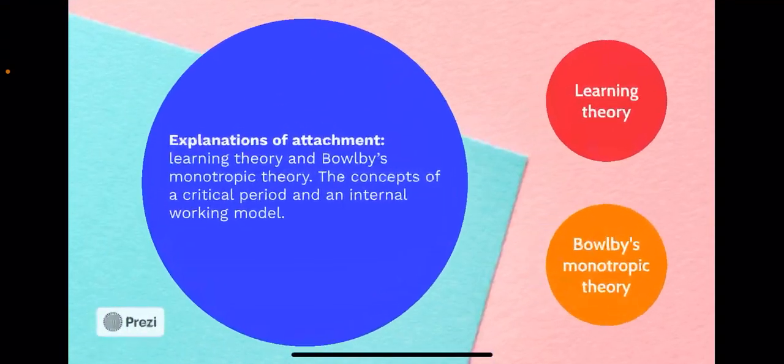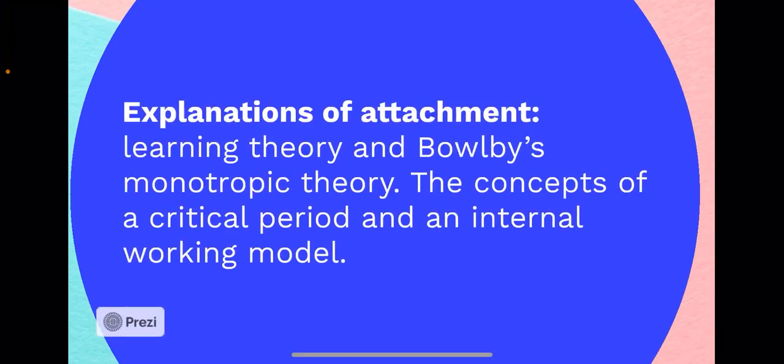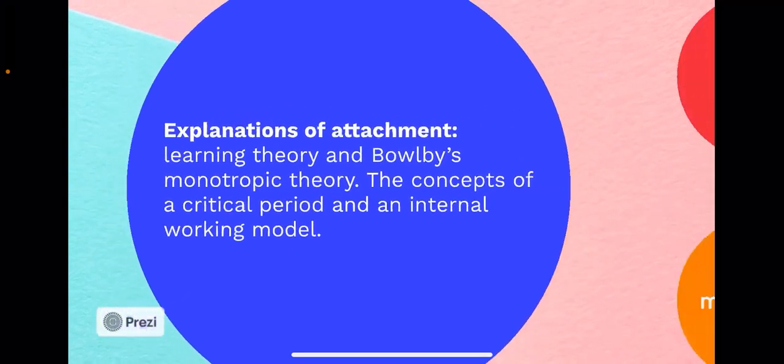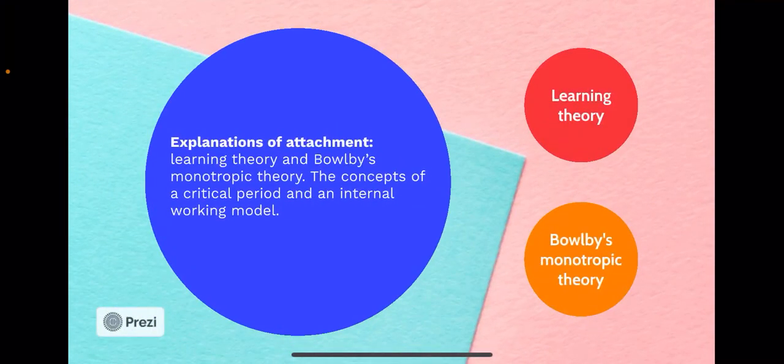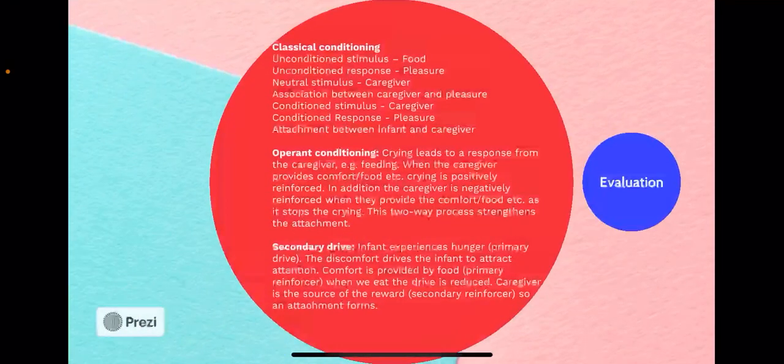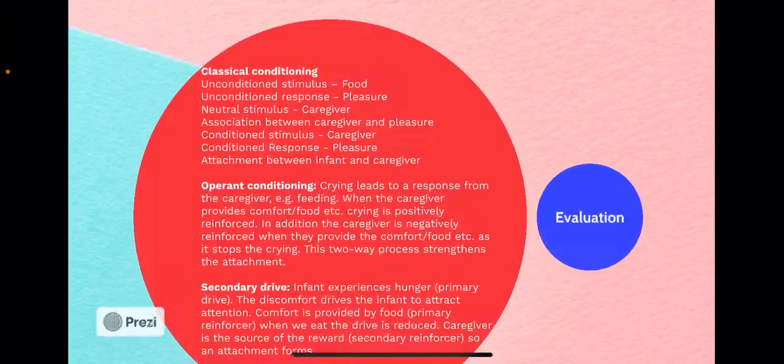In this part, we're going to have a look at explanations of attachment. Within this topic, we're going to have a look at learning theory and Bowlby's monotropic theory. Within Bowlby's monotropic theory, you need to be aware of the concept of a critical period and an internal working model. Let's have a look at learning theory.